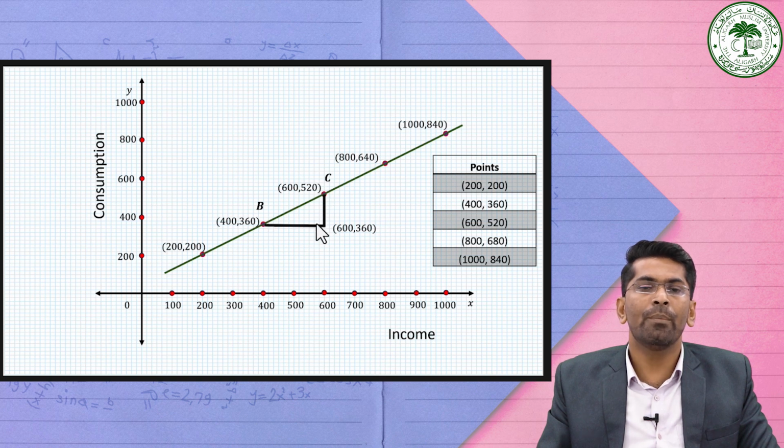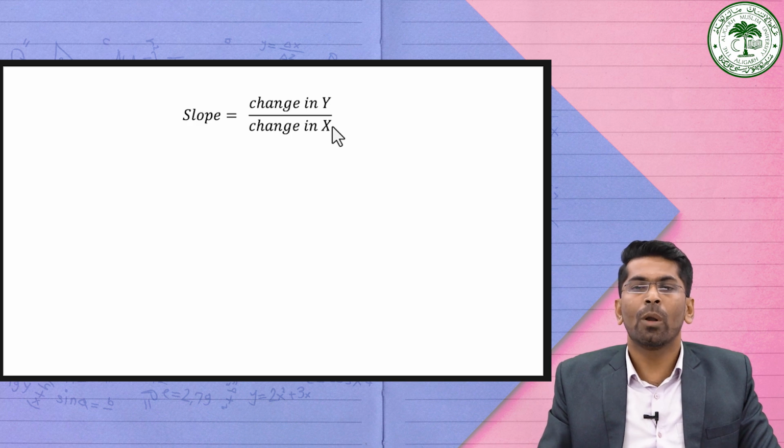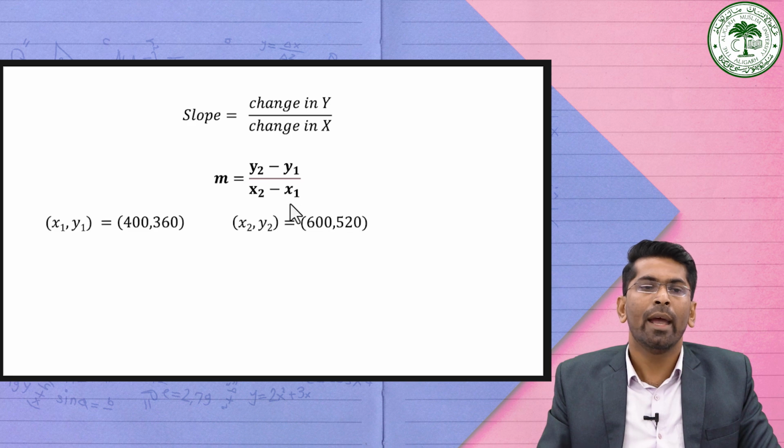So we are drawing a particular triangle here, and then we will measure the slope between B and C, and calculate it by using the formula, that is change in y divided by change in x. Slope is equal to change in y divided by change in x. See here, it is y2 minus y1 and x2 minus x1. At the points B and C, x1, y1 is 400, 360, and x2, y2 is 600, 520.